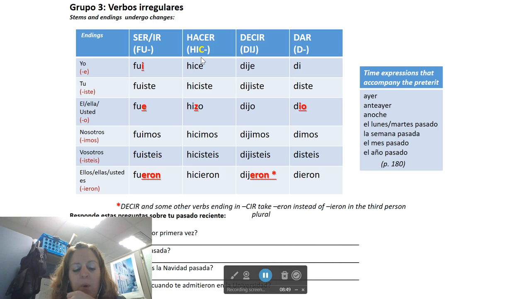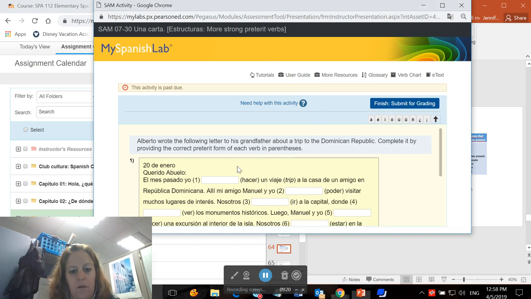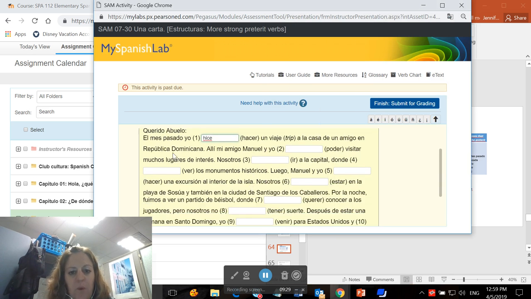It's H-I-C, but when it's in third, I think you're doing it for yo. The only thing is there is a spelling change for third person singular because we want to conserve sound. If it's an H-I-C, that makes a sound. If we put a C here in the third person, we would get a k sound. So to keep the sound, you have to change it to a Z. But even still, I think it's yo, so it's H-I-C plus these irregular endings, which would be an E. So it would be hice.